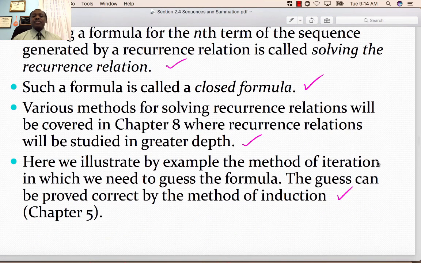There are various methods for solving recurrence relations, and some will be covered in chapter 8, so we cannot go into depth right now. And also, we can actually guess what the formula could be, and then we would use mathematical induction to prove it. Again, that is in chapter 5. So you can see that there are a couple of things we would not be able to do in this section because we have to either bring in chapter 5 or bring in chapter 8.